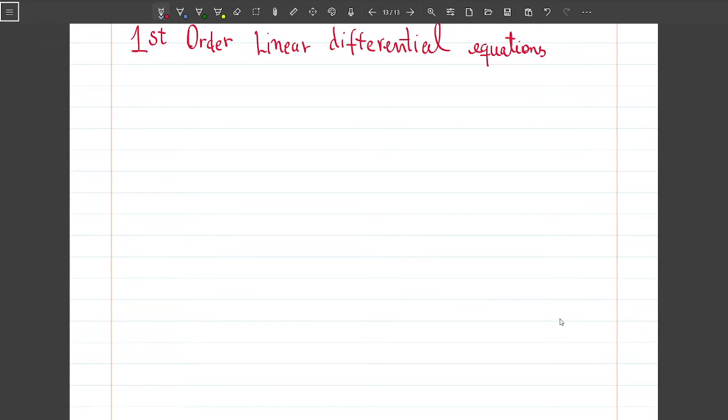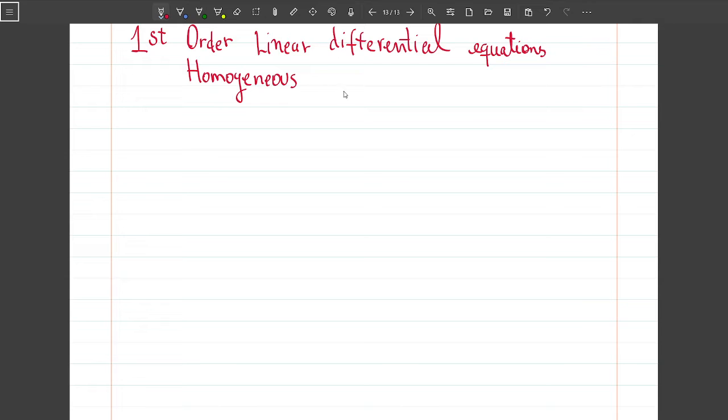Hello everyone, and today we will continue our basic studies of differential equations. These introductory lessons are about differential equations. And today we'll talk about first order linear equations, specifically homogeneous equations.